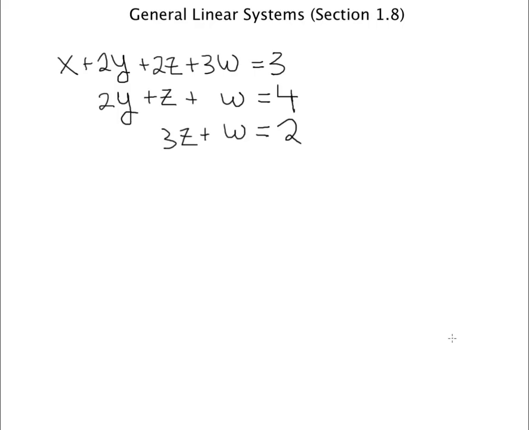Let's look at a different kind of example now. Here is a system of 3 equations with 4 unknowns. Since the number of equations and the number of unknowns is different, this is no longer a square matrix once you convert it to a matrix equation. So let's see how that works.